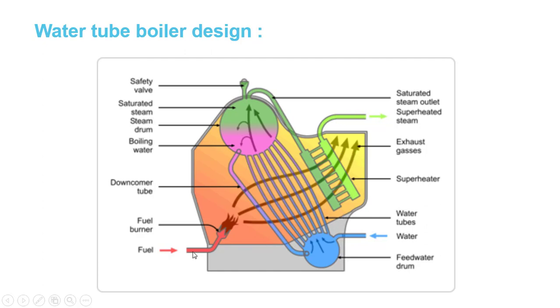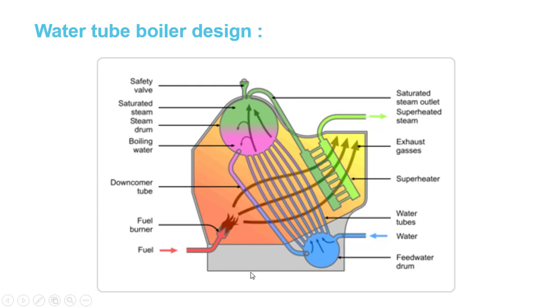The combustion starts here. There is a combustion chamber. The entire flue gas passes through these tubes. Again, it will be exposed to both ladder kind of drums. Finally, it will go to the chimney.